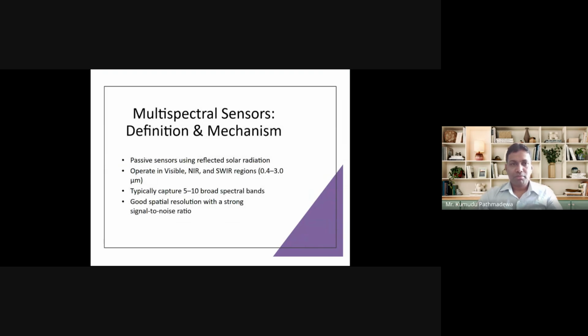First, we talk about the multispectral sensors. Multispectral sensors are passive sensors that detect reflected sunlight from Earth's surface. They typically capture 5 to 10 broad spectral bands, mainly in the visible and near infrared. In the visible, we have three bands: red, green, blue, and then near infrared and short wave infrared regions. Those sensors provide good spatial resolution and are widely used in land mapping, vegetation monitoring, and environmental studies.